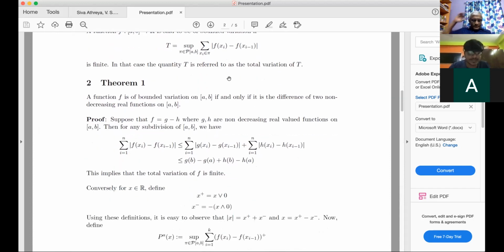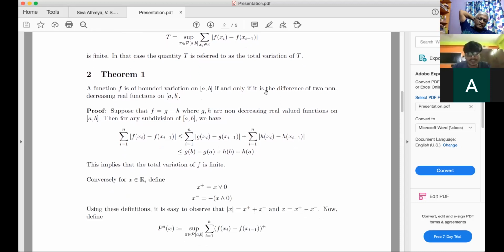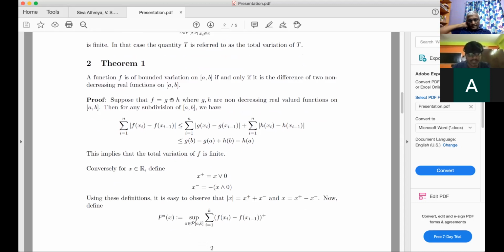Now the first theorem which we were looking at was this, that f is of bounded variation on AB if and only if it's the difference of two non-decreasing real functions on AB. Since this is an if and only if statement, let's look at the first direction. Assume that it can be written as a difference of two non-decreasing real functions on AB. From there, we'll prove that it's of bounded variation.